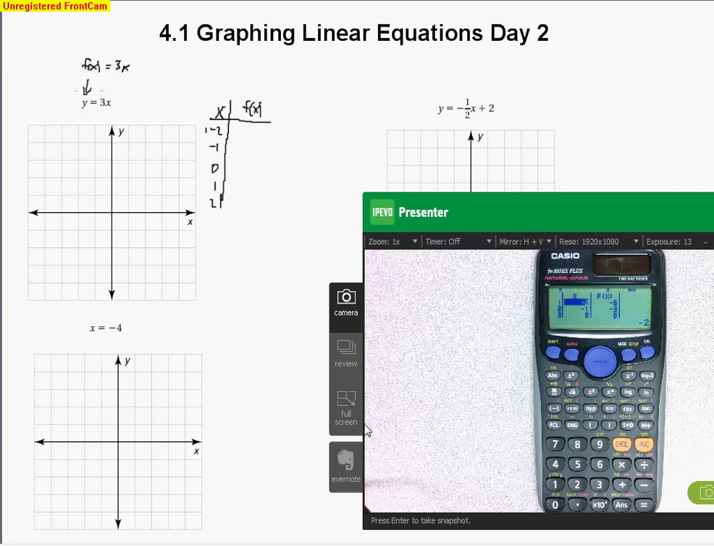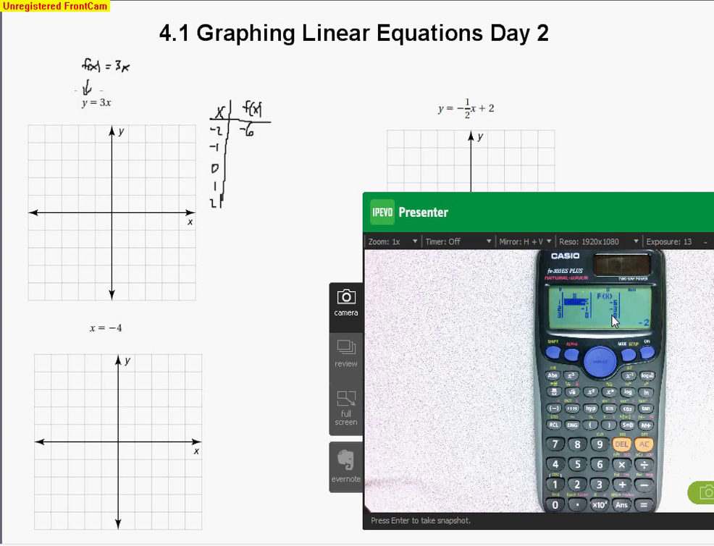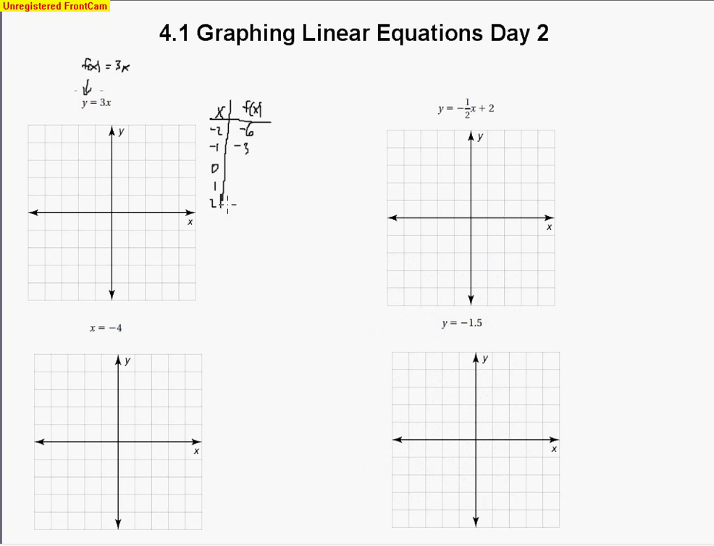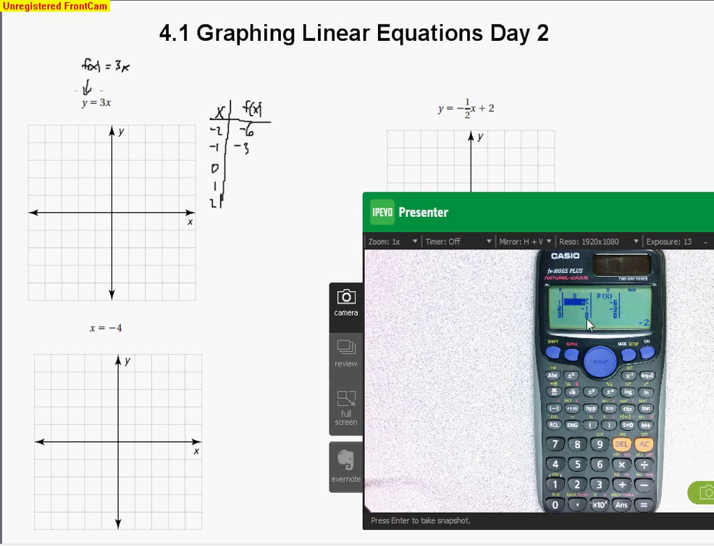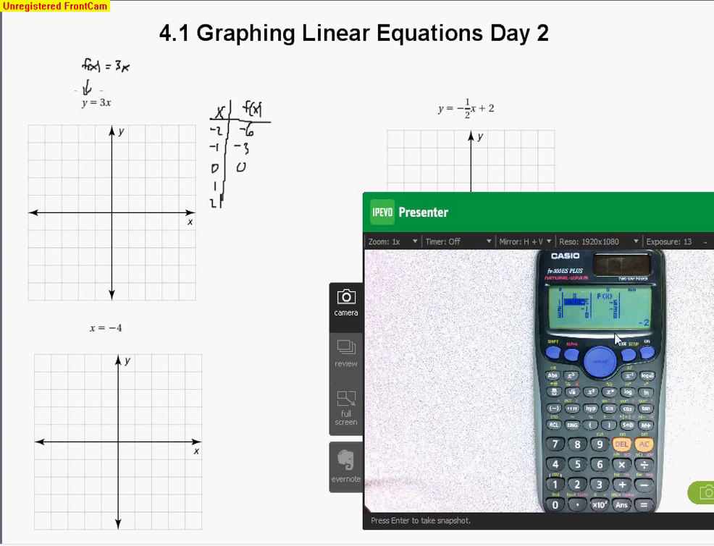And so you can see on the first one, it says -2 and then -6, and that's what I end up getting there. So let me go ahead and write in that number. So I got -6 when I plugged in -2, and then the next one was -1, -3. So -3, and the next one says 0, 0.